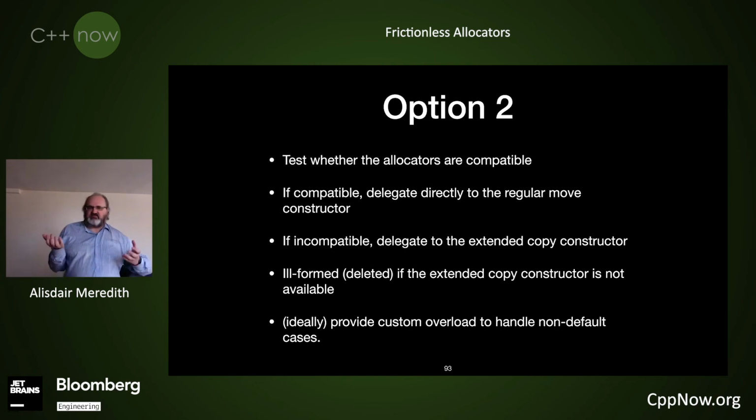Option 2, though, says we've got a higher level principle. We're going to test if the allocators are the same on the version where I provided the allocator. What do I mean by the same? Given I'm doing a move constructor, and I'm given an allocator, I compare the allocator I'm given to the one in the thing I'm moving from. If those allocators are the same, I can just delegate directly to the regular move constructor, because that will do the right thing. But if they're different, well, I'm effectively making something like a copy.